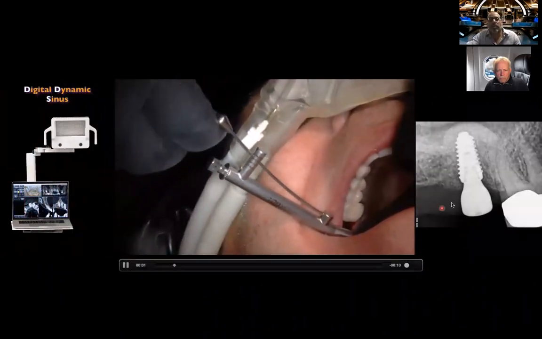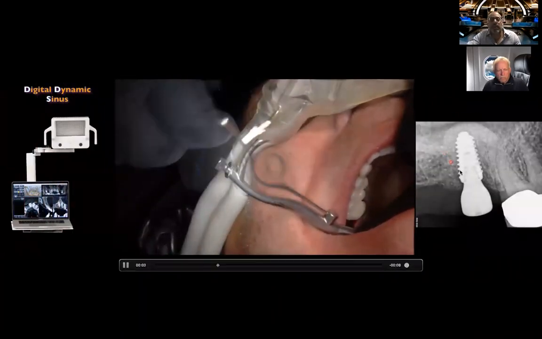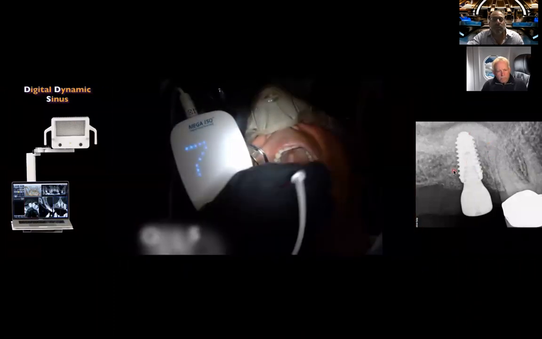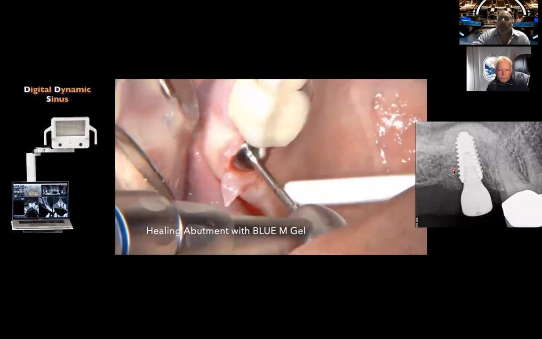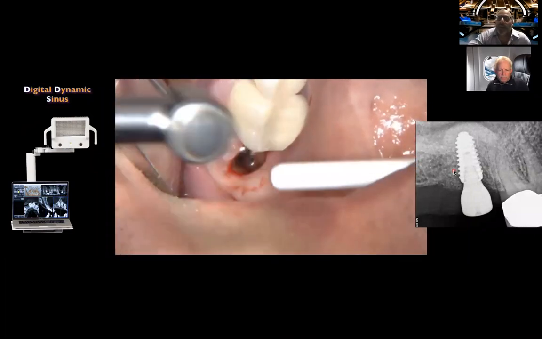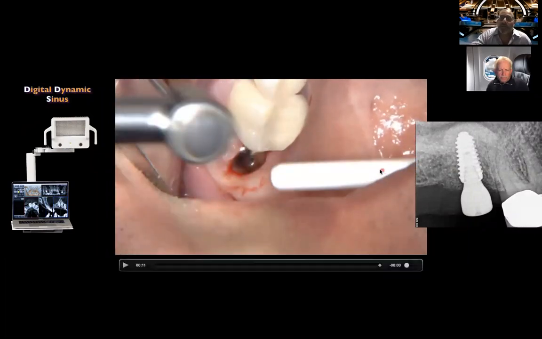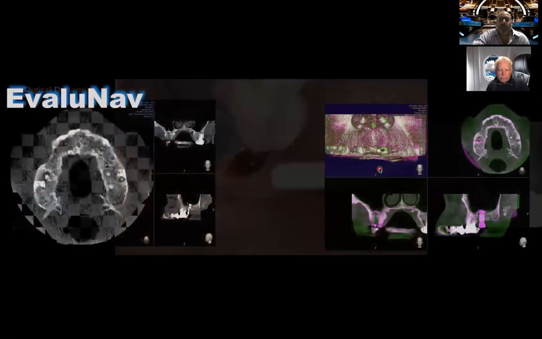We're going to measure our torque. You can see on the x-ray we passed, and we have a nice volume of bone graft over there. We're taking our ISQ, so we know when this is ready. We're placing our healing cap, and because it was a mini flap, I didn't even need to place a stitch. So no sutures on this case.